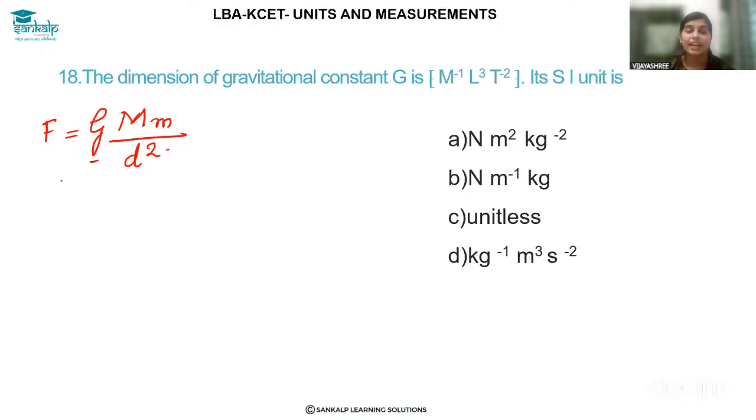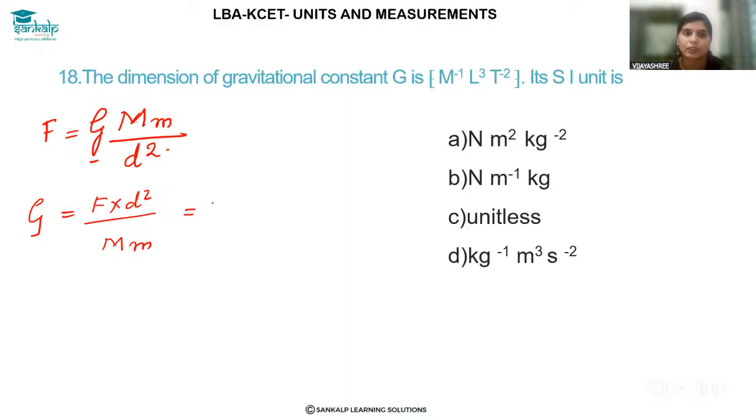Okay, now rearrange this equation. Therefore G is equal to F into D square divided by capital M into small m. So we need to determine the SI unit of this G. So just find the SI unit of this expression.